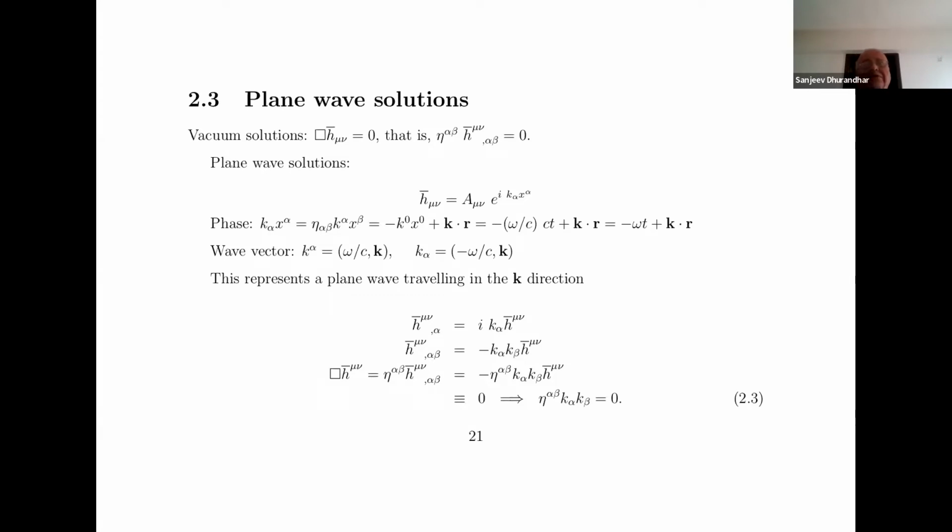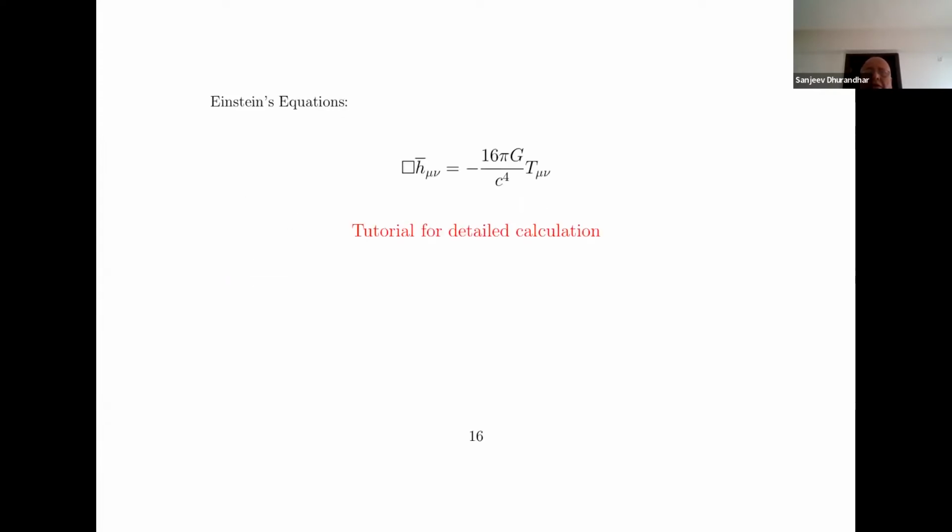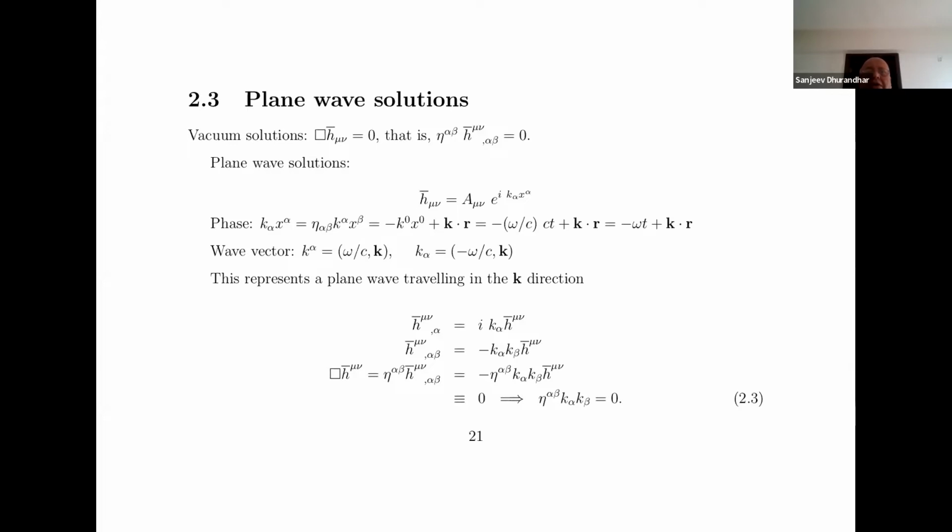So we will look at vacuum solutions. This is just propagation. They have left the source and they are now propagating along. So in that case, what is the situation? Box h bar mu nu is zero. If you go back, this was the thing here: you put T mu nu equal to zero. So we have box h bar mu nu equal to zero, that is, eta alpha beta h bar mu nu comma alpha beta is equal to zero.